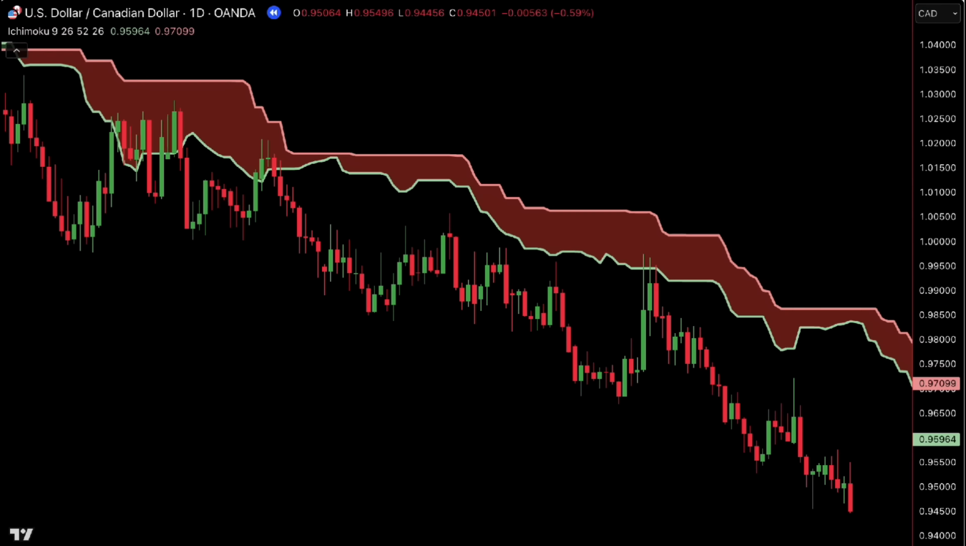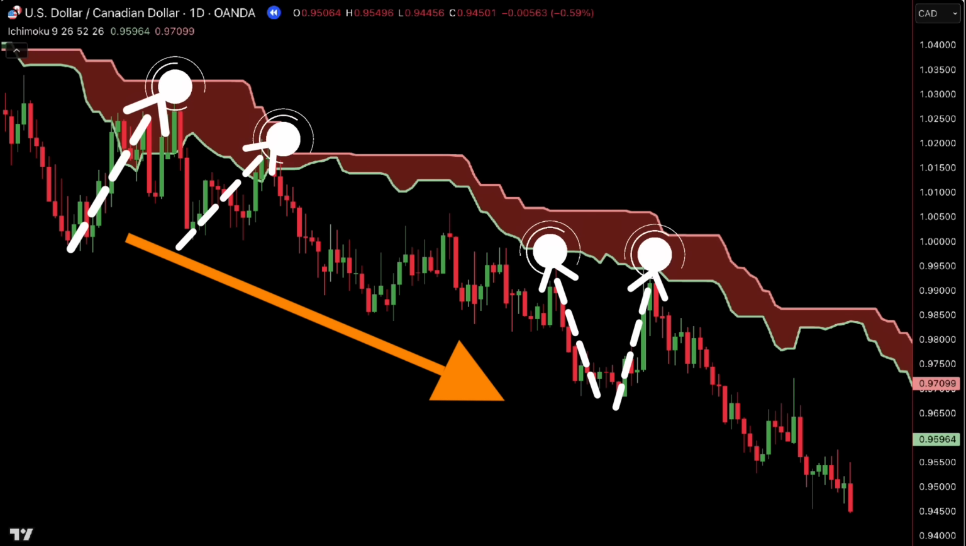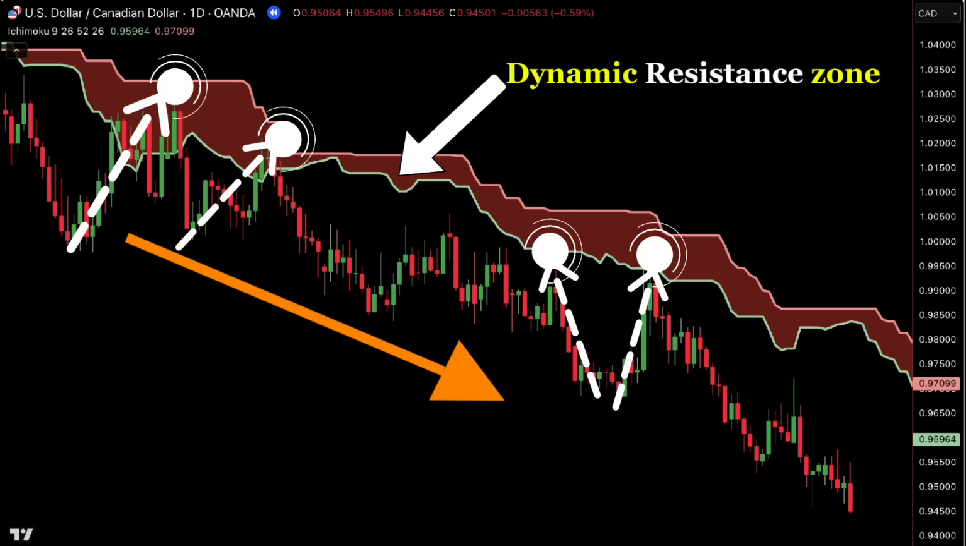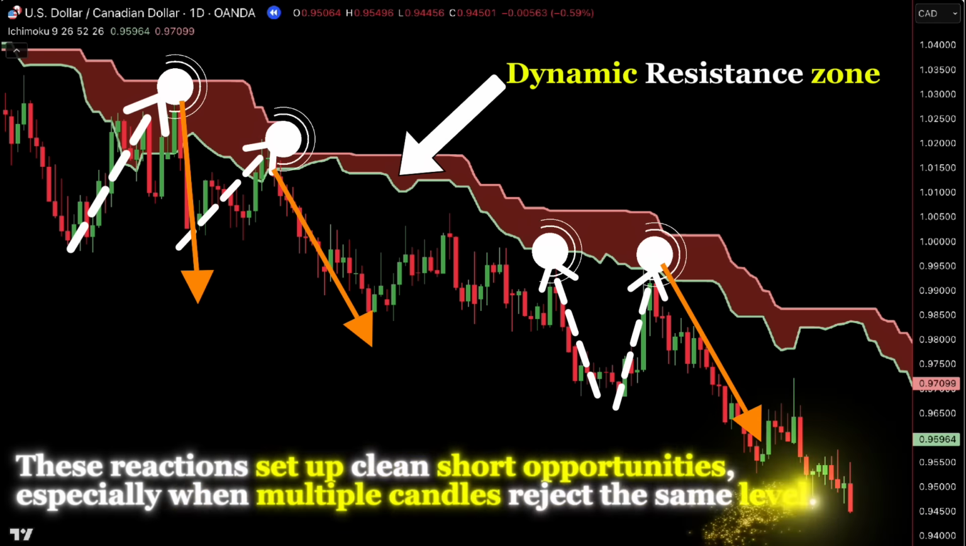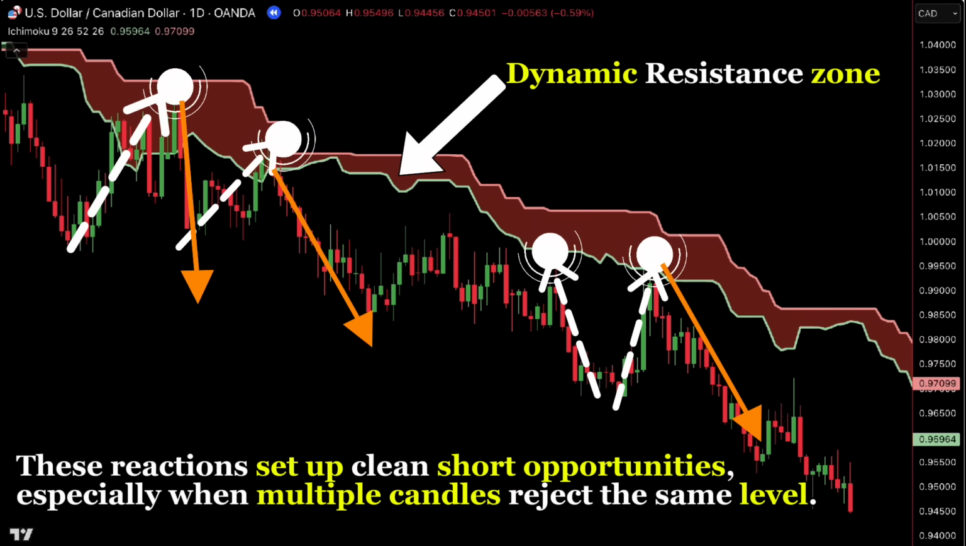Now, let's flip the script to a downtrend. When the price is below the cloud, the market is bearish. If price pulls back up toward the cloud, it now acts as a resistance zone. You'll often see price stall at the bottom edge of the cloud or even poke inside briefly before reversing back downward. These reactions set up clean short opportunities, especially when multiple candles reject the same level.